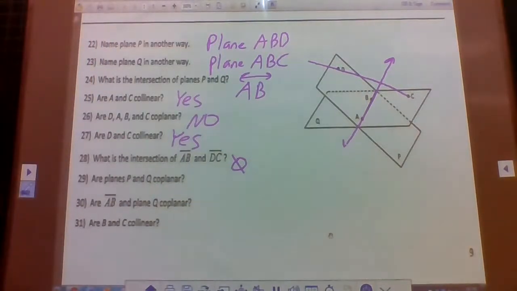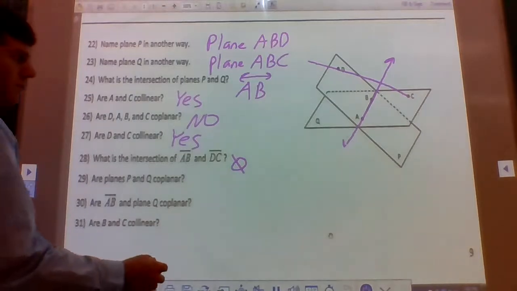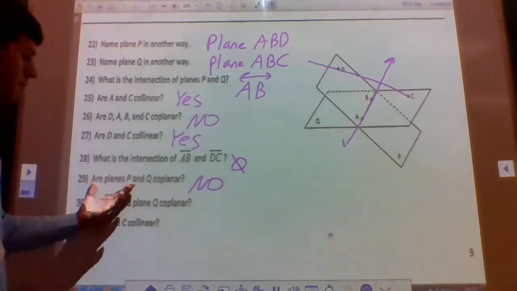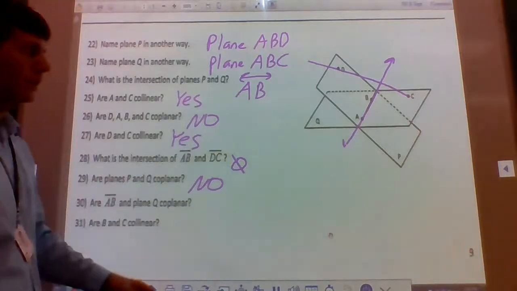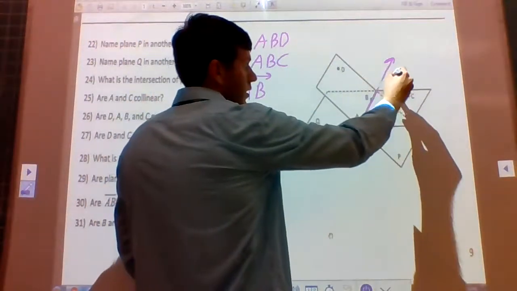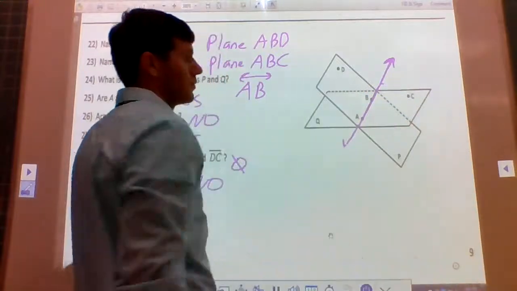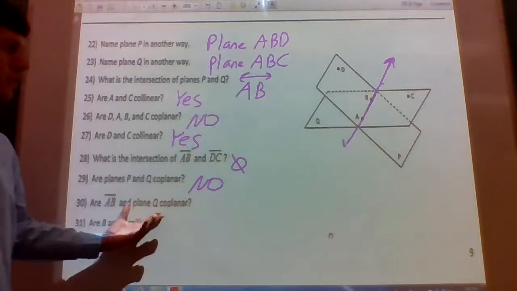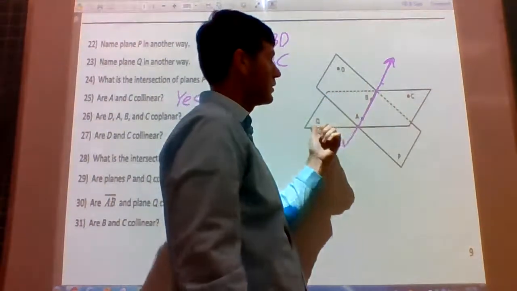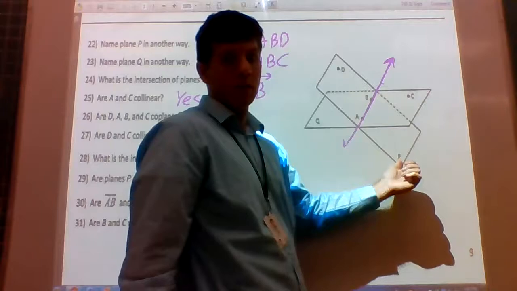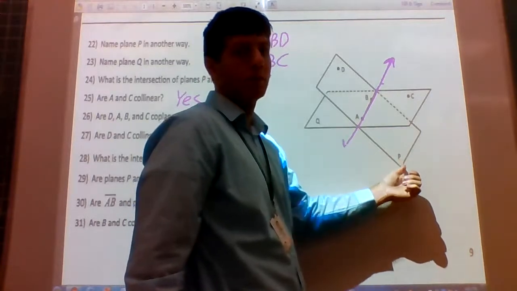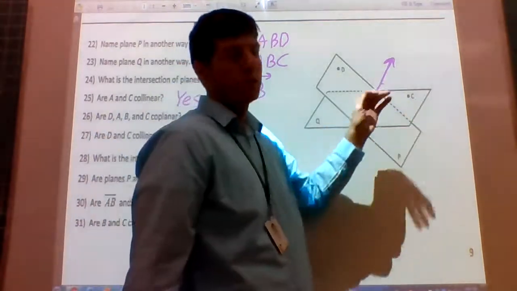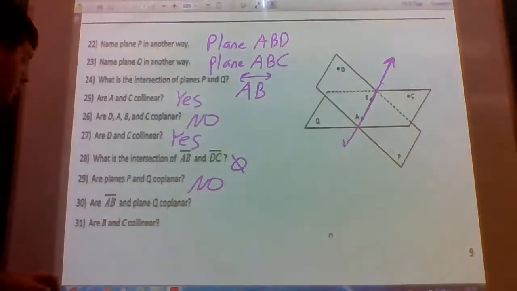Are planes P and Q coplanar? That doesn't make any sense unless they were the same plane, so that's no. The only points they have in common are line AB. All the other points that aren't on AB, they don't have in common. Therefore, those points are not on the same plane. Are line AB and plane Q coplanar? Yes, because all the points on line AB are in plane Q. They're also all in plane P, so line AB and plane P would be coplanar as well. But all the points on line AB are in plane Q, so that's a yes, coplanar.